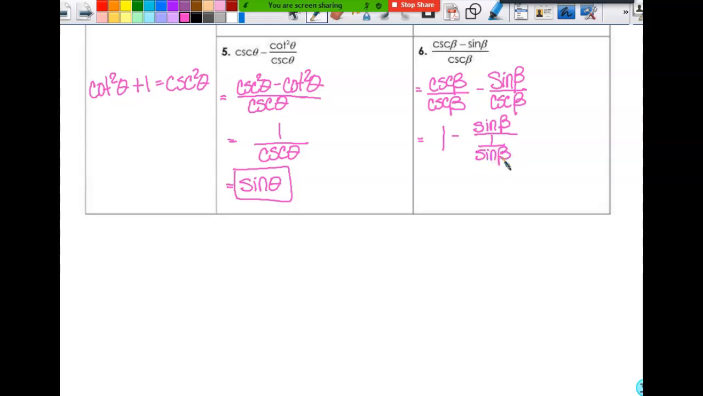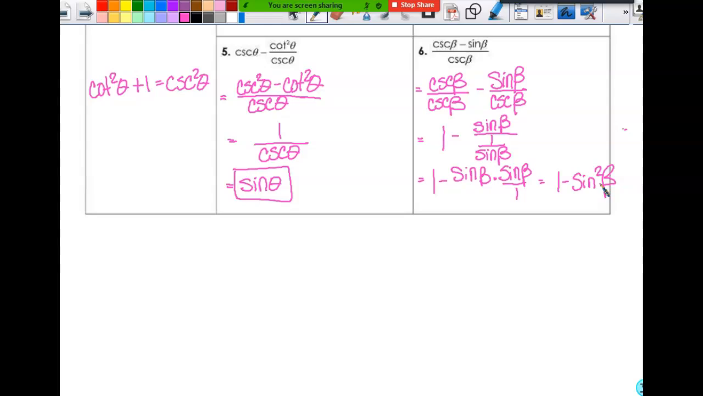I caution you against trying to skip steps because first of all, then you're not showing your work. And second of all, sometimes it seems real obvious to you what's going to happen, but you're wrong because you're just thinking about it backwards. So I'm dividing, but that's the same as multiplying by the reciprocal. So this is 1 minus sine beta times the reciprocal of this, which would be sine beta over 1. So that gives me 1 minus sine squared beta.